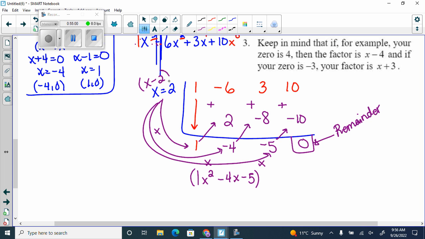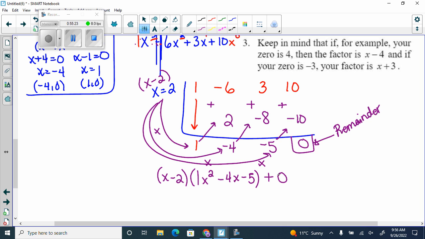X minus 2. So I always write these up here to help me because then I have both. If you take these, the x minus 2, and you took this and you FOILed it back out, you would get the polynomial. You could add the remainder to it if you really want to, but it's 0. Right? So if you FOILed these back, you would get that.